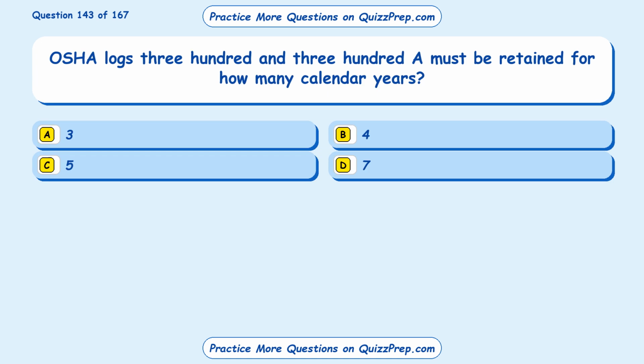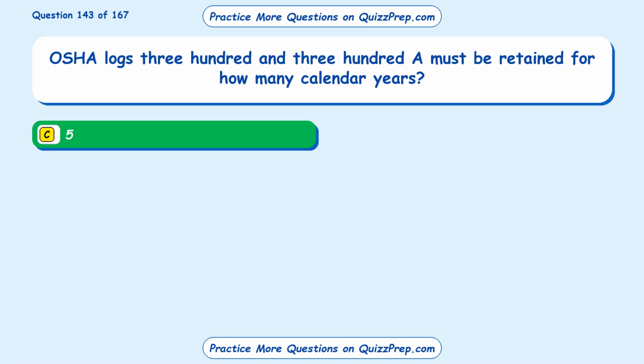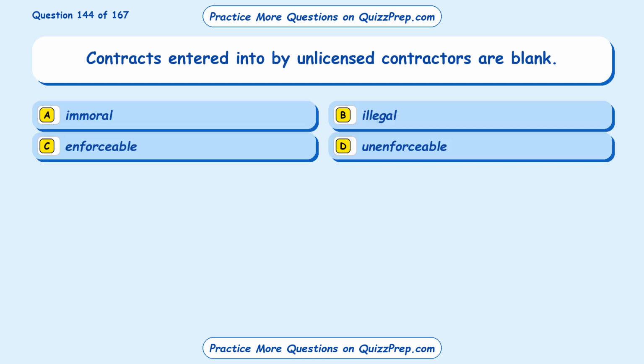Question 143. OSHA logs 300 and 300A must be retained for how many calendar years? Option A, 3. Option B, 4. Option C, 5. Option D, 7. The correct answer is option C, 5. 5 years.